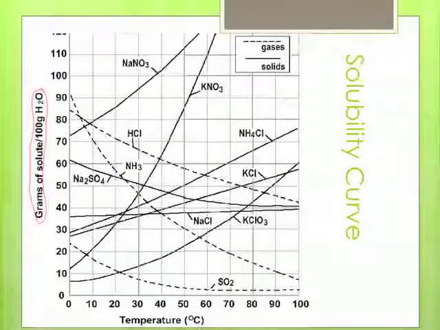Now you should be able to look at this graph and tell lots of different things. Even though there's a key over here that tells you gases have dashed lines, you should actually be able to look at it and know. Because remember I said gases are the only thing that gets less soluble as the temperature increases. And you can see that HCl can dissolve about 78 grams for every 100 grams of water at 10 degrees, but only 45 at 90 degrees. So that solubility is decreasing. And the steeper the line is, the more it increases or decreases.